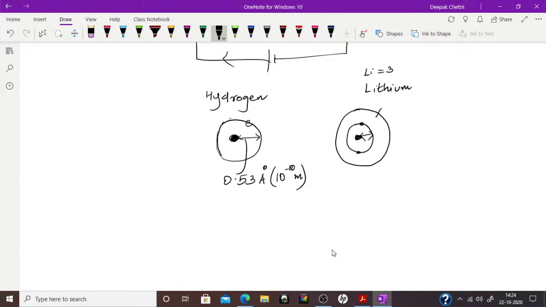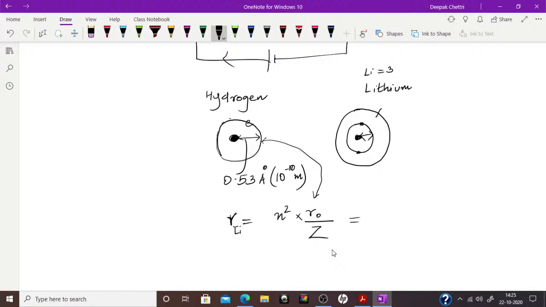Understand? The formula you should know is n square into r naught by z. Okay, the radius of the lithium, this is the radius, right? So what is n here? n is the number of the orbit for which you want to find the radius. Suppose you want to find the radius for the first orbit, then you'll put n equal to 1. Suppose you want the second orbit, you'll put n equal to 2. Z is the atomic number, and r naught is the radius of the first orbit of hydrogen. Okay, 0.53, which is given. So we'll use this formula.